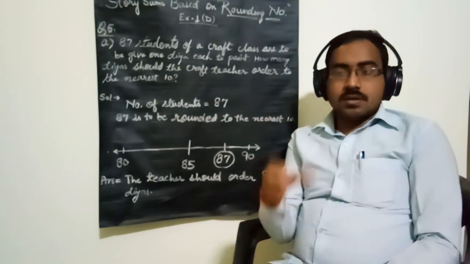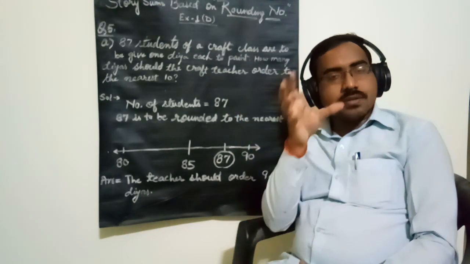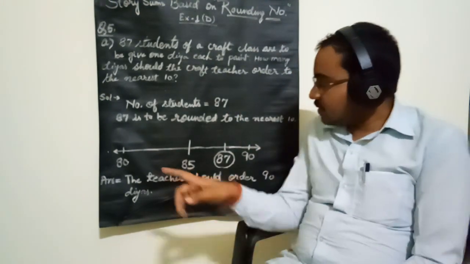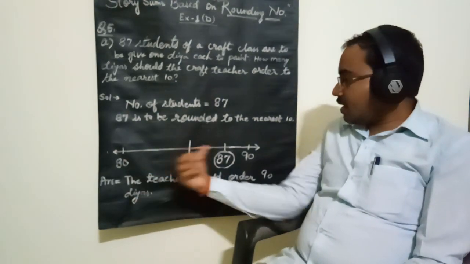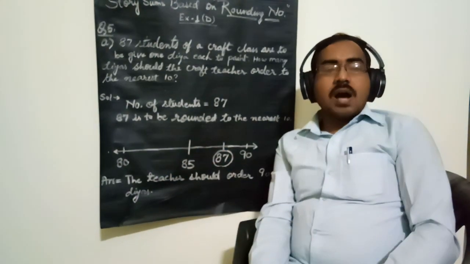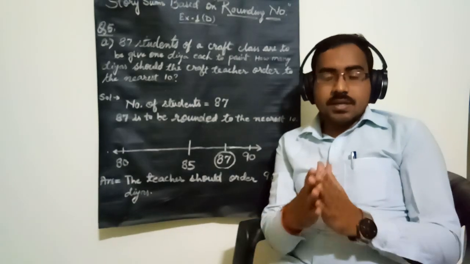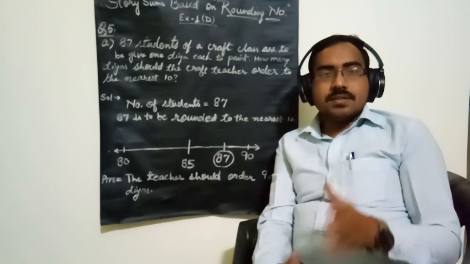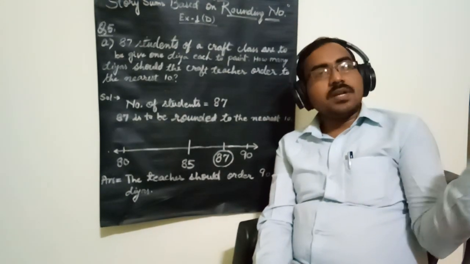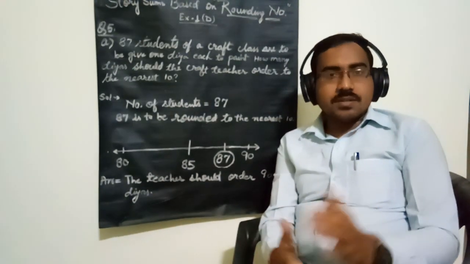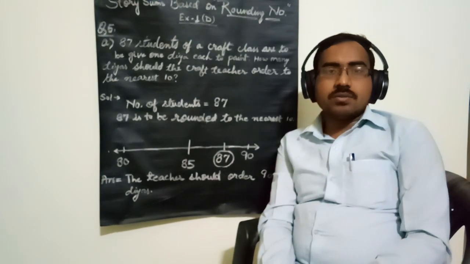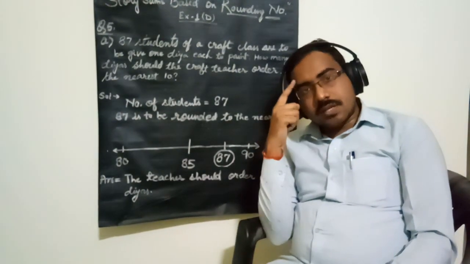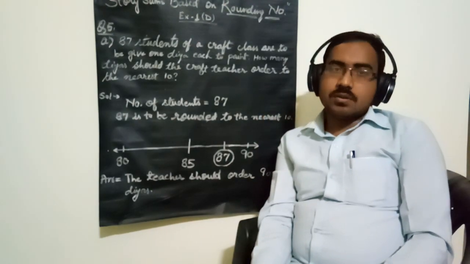87, 80 and 90. What is the halfway of 80 and 90? Yes, you are correct, it is 85. You can see I have written it here. So the halfway is 85 and 87 is greater than 85. That means 87 is closest, or nearest, to 90. It's very simple. First you are going to analyze the question mentally, and after that you will solve it on your paper.